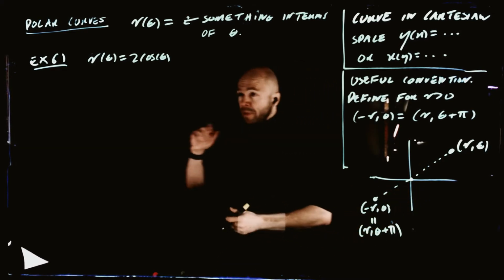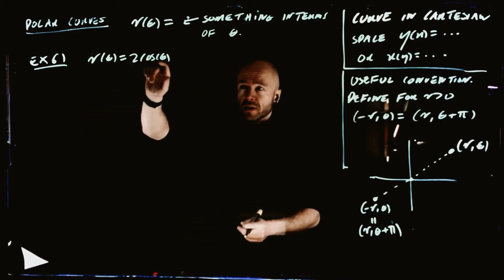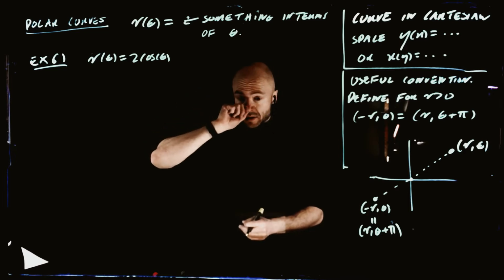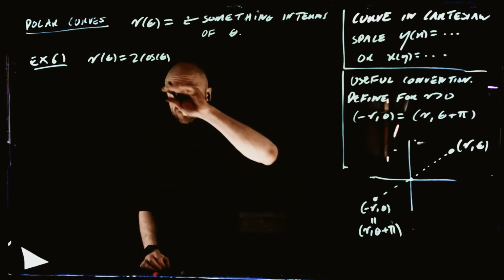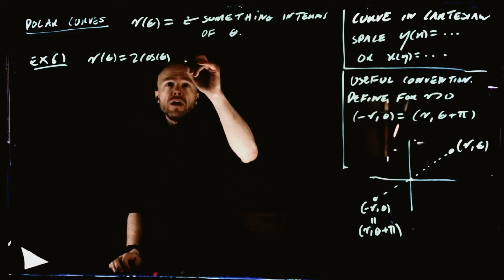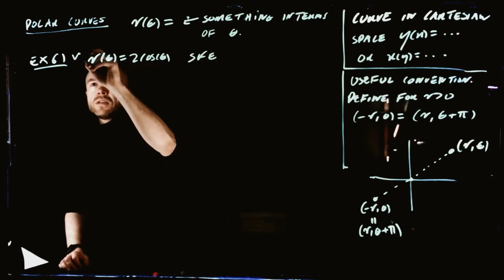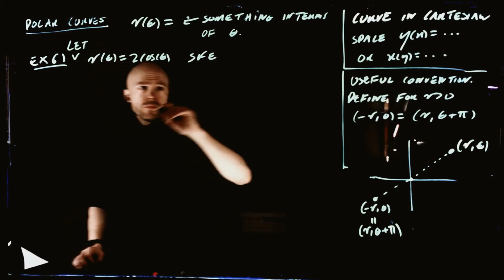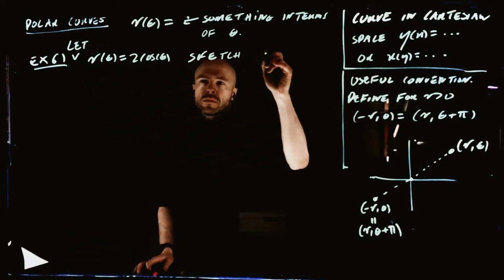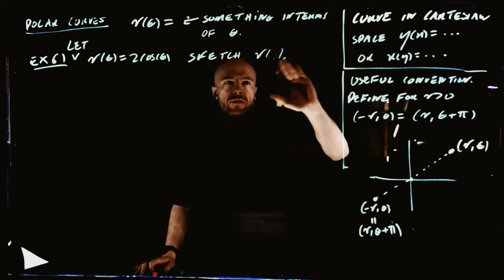And if we do this, then something like this actually makes sense because, as you know, for various branches of theta, cosine is going to have positive and negative values. Cool. So this is our guy, and what we're asked to do is to sketch this graph. So let's make a sentence. Sketch r of theta. And this is one of the harder things you're going to have to learn.